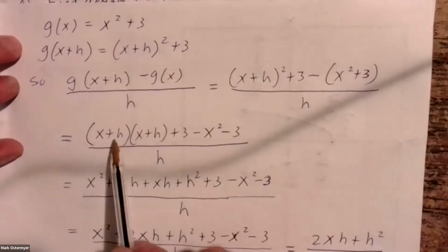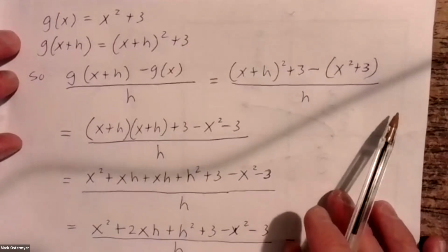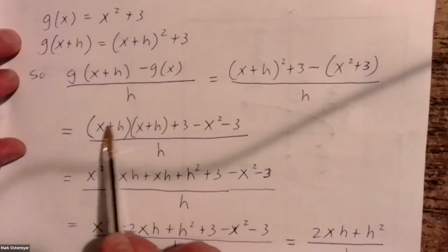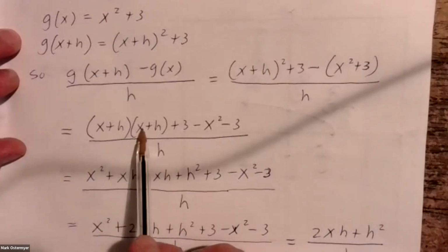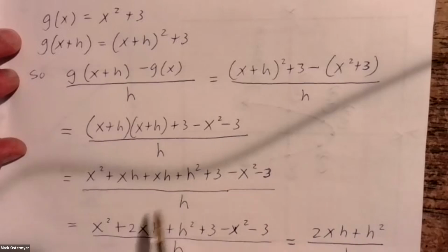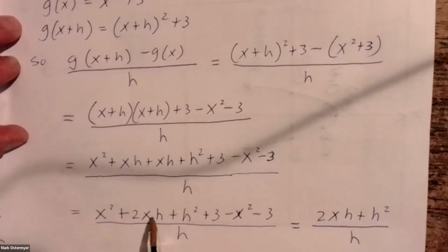X plus h squared is x plus h times x plus h. And what does it mean to take x plus h times x plus h? Well, it means to FOIL this out. X times x is x squared. X times h is xh. H times x is xh. H times h is h squared. Combining like terms, xh plus xh nets us 2xh.